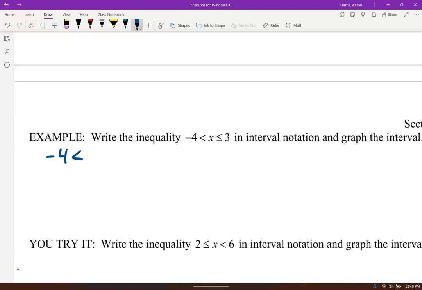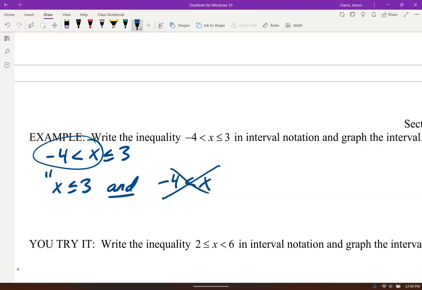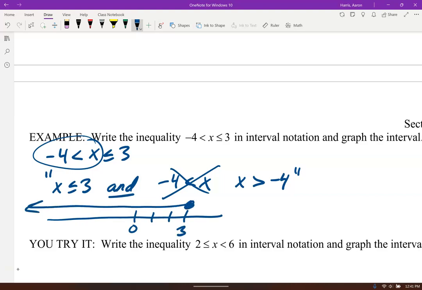-4, and this is how you read this: x is less than or equal to 3, and then you read this one, but you don't read it this way. You have to flip it around and say x is greater than negative 4. So x is less than or equal to 3. And, so let's graph this. I'm less than or equal to 3, so here's that part. And I have to be both. I have to satisfy both. And I'm greater than negative 4. Let's do that one.